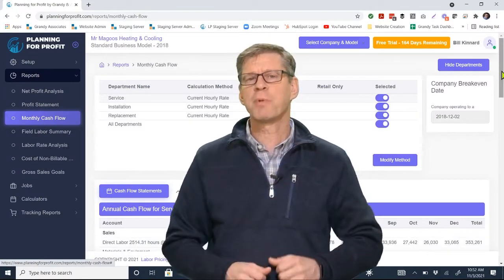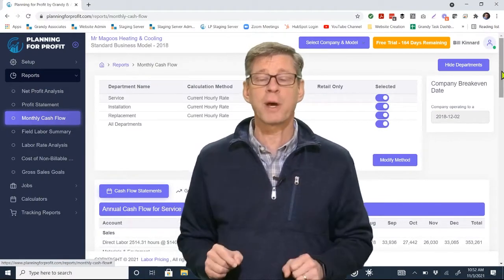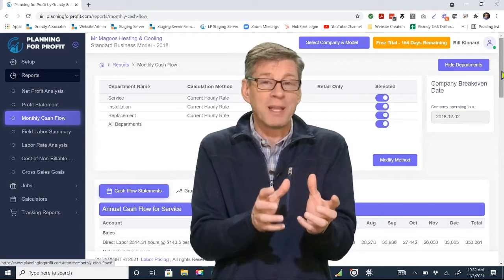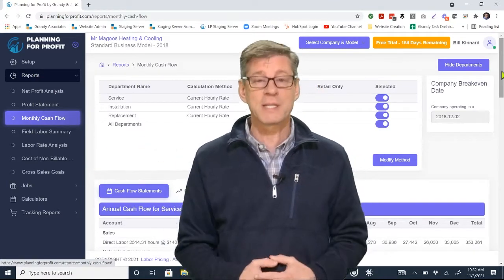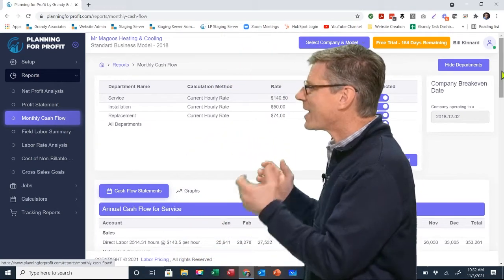Cash flow is the lifeblood of your company. And having a good quality month-by-month cash flow budget is critical for you to be able to plan what's going to happen in the months ahead. The monthly cash flow budget is that tool for you.